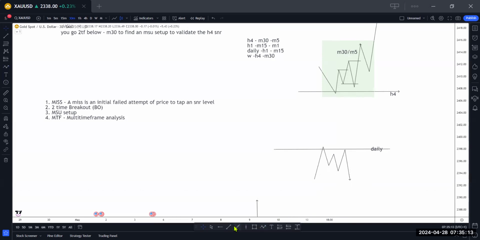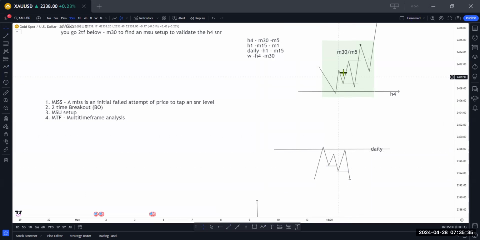Ooh, this is your idea to go full margin. Why? See, first breakout on the sell side, second breakout on the sell side, okay? And price gave you your MSU setup. What's your MSU setup? Took the low, took the high. Why? Because we want to sell.